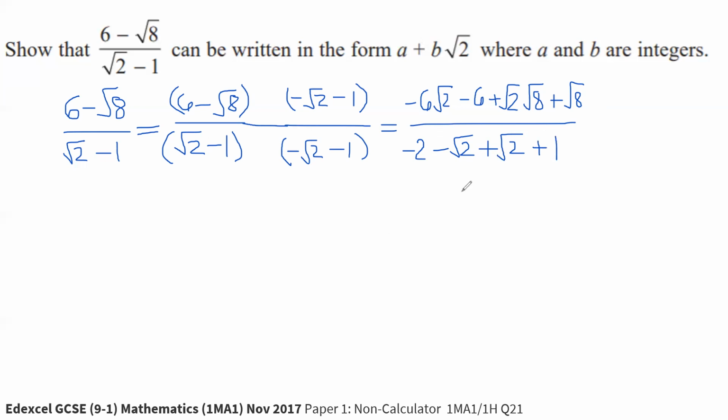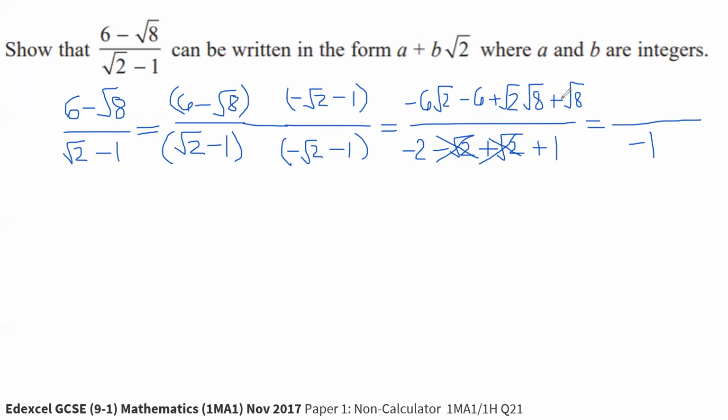Okay, so if we look at this bottom one to start with, we can see that we've got a minus root 2 and a plus root 2. So we can essentially cancel those out and end up with nothing. And then we've got a minus 2 and a plus 1. So that will add to give you minus 1.